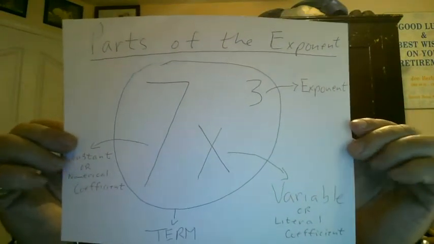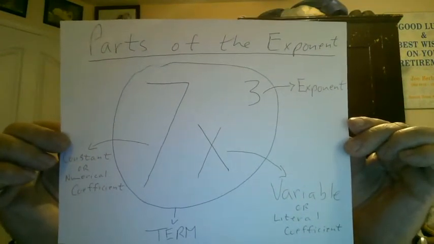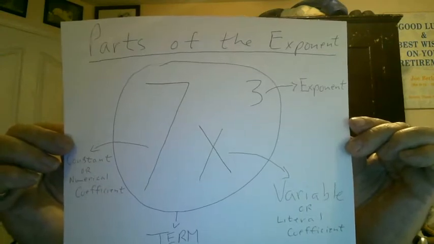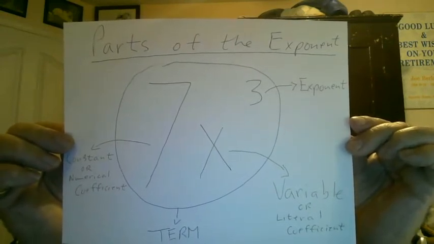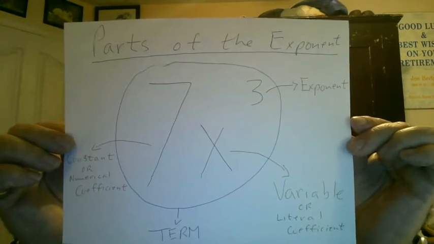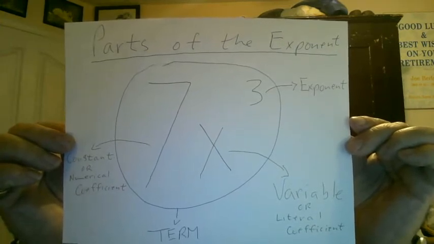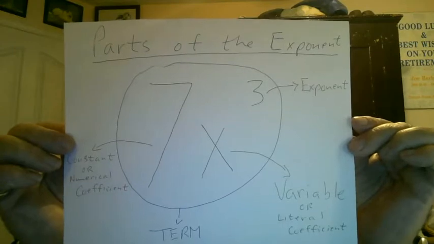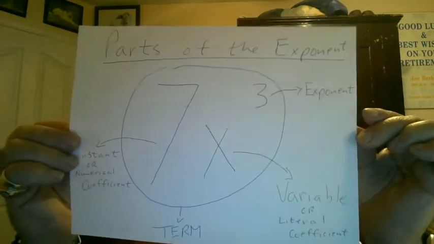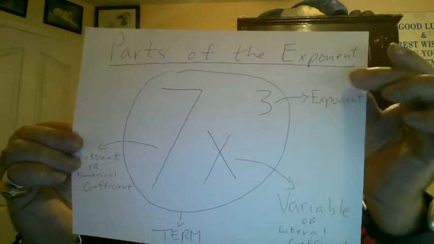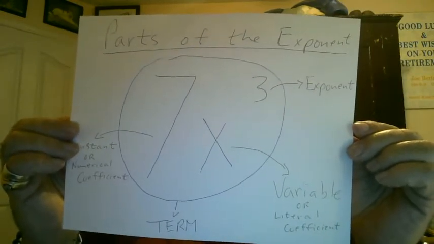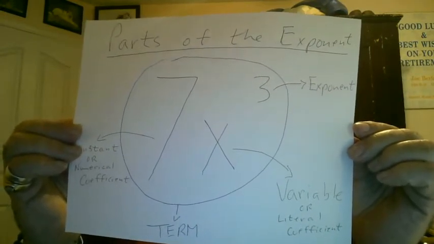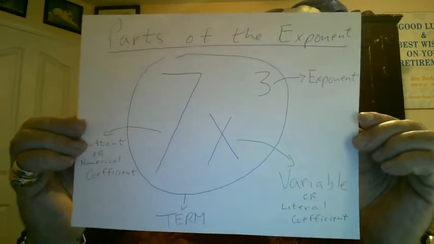When you look at the 7x to the third power, what that tells you is that you've got a 7x to the third power, which is 7 times x, which is a variable, to the third power. So the third power, we can see, is the exponent. The whole thing is called a term. So 7x to the third is called a term.